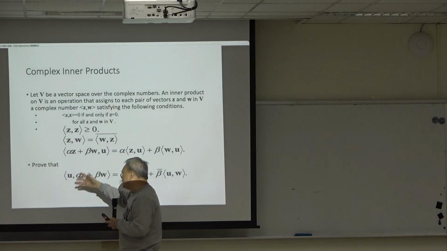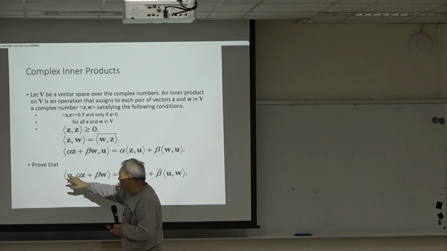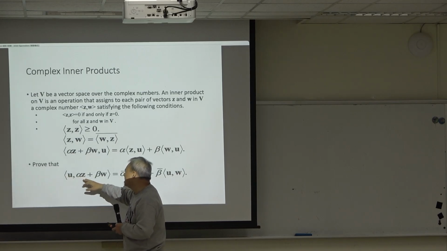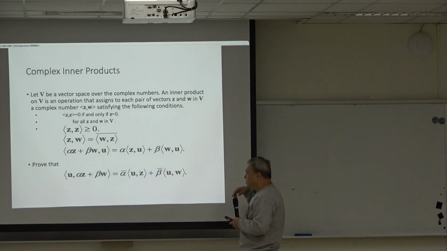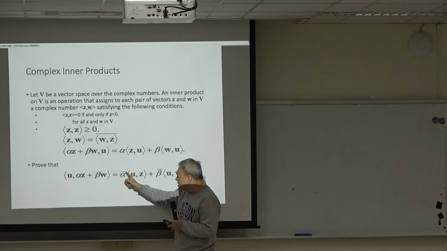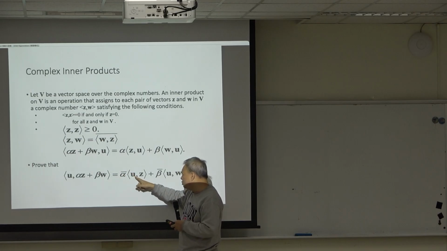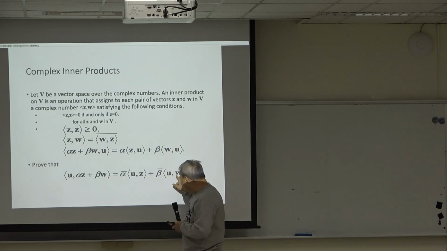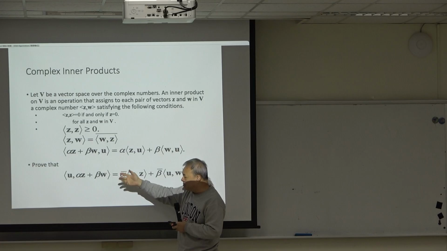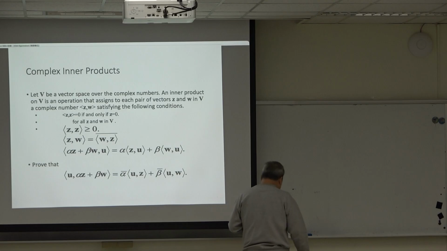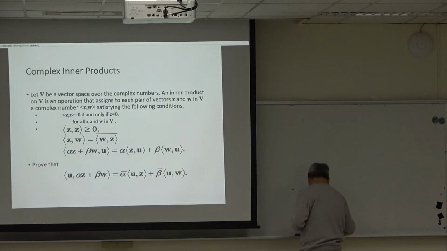Then we can derive some other stuff. For example, we want to prove U inner product alpha Z plus beta W is going to be this. Be careful here. It's the conjugate of alpha times U inner product Z plus the conjugate of beta times U inner product W. So here we have conjugates. Whenever something appears in the later term, how do we prove that?